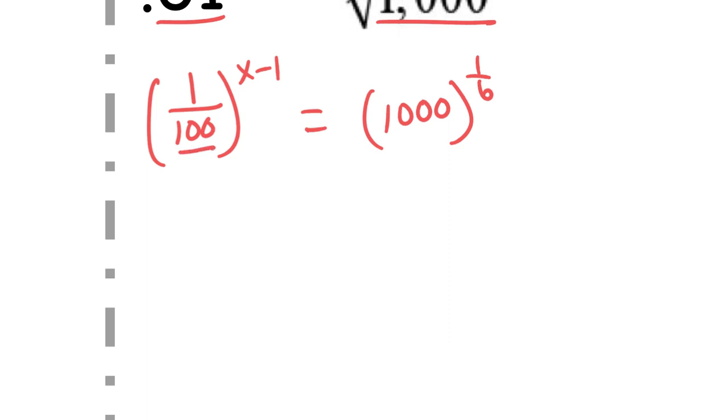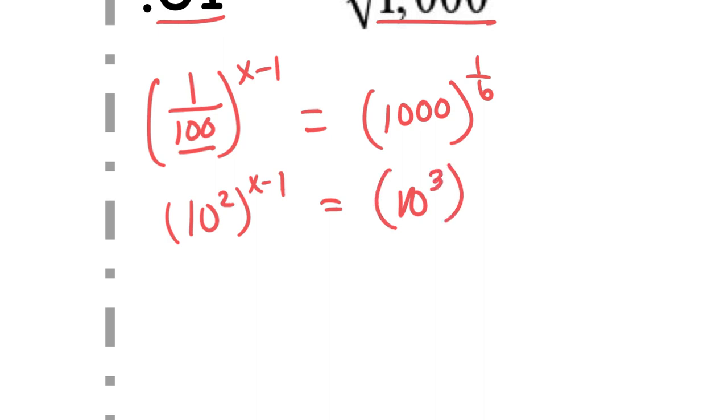So then 100 isn't a. Oh wait, what's the base of these? What base are we going to go to? 10. Good. Not 100 because 100 times 100 is not going to give me 1,000, right? Okay, so this is going to be 10 squared, x minus 1, and this is going to be 10 cubed to the 1/6.